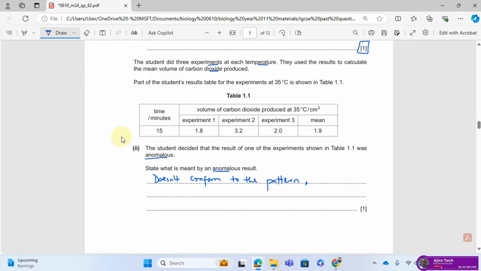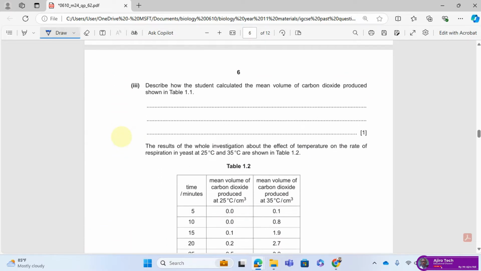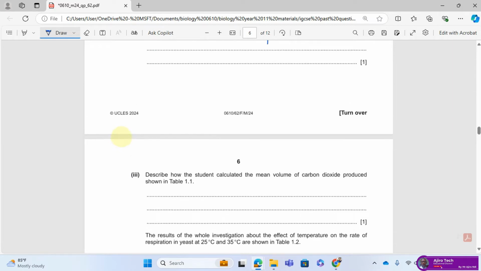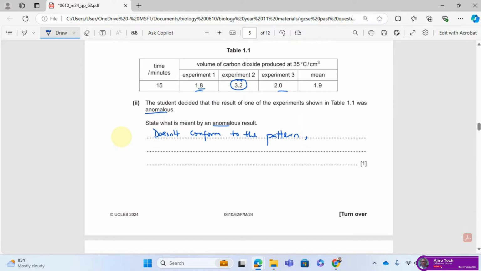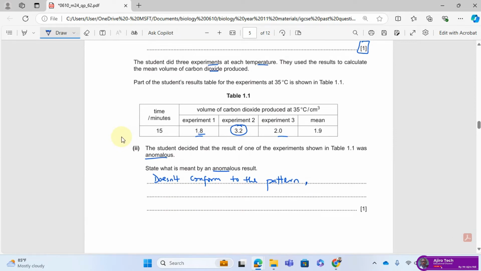from the original pattern. And if you look at the results here, we have 1.8, 2.0. The one that appears not to conform here is 3.2. The difference is way more than what is for experiment 1 and experiment 3. Now it says describe how the student calculated the mean volume of carbon dioxide produced shown in the table. So when we do an experiment twice or three times, we do that to exclude anomalous results. Since experiment 2 is anomalous, it's of course not included in the calculation. So we have 1.8 plus 2.0 to give 1.9.